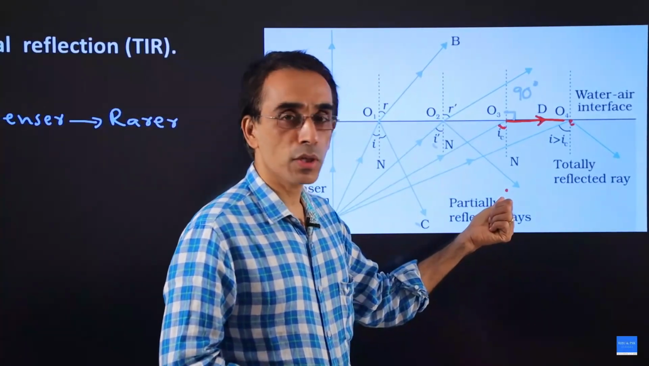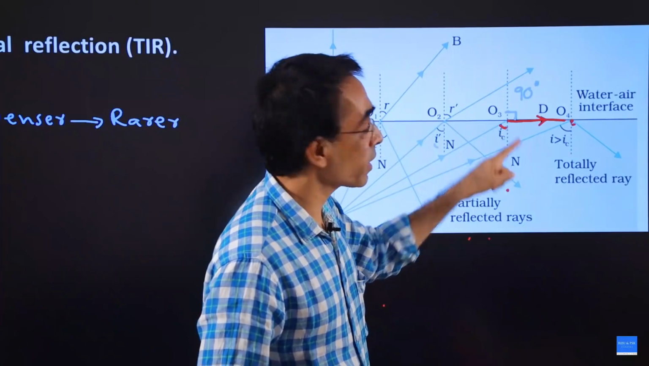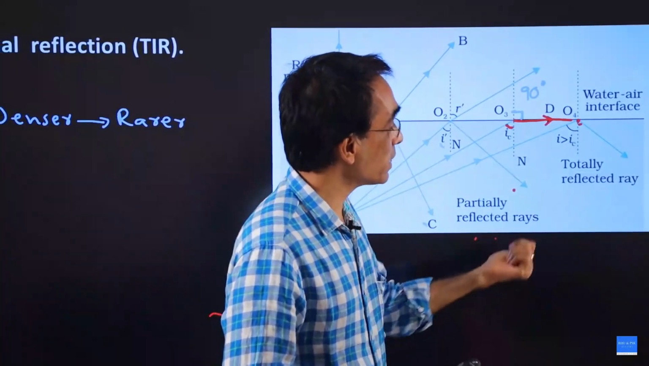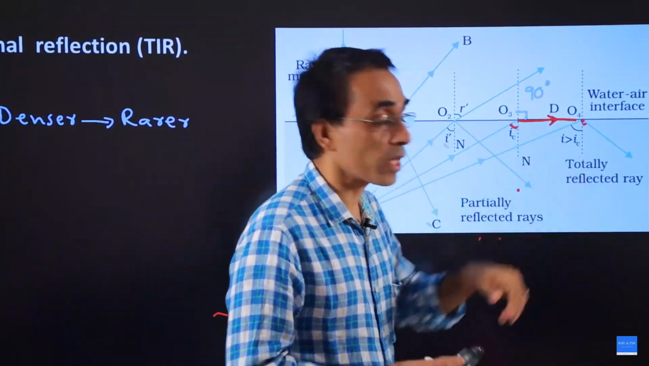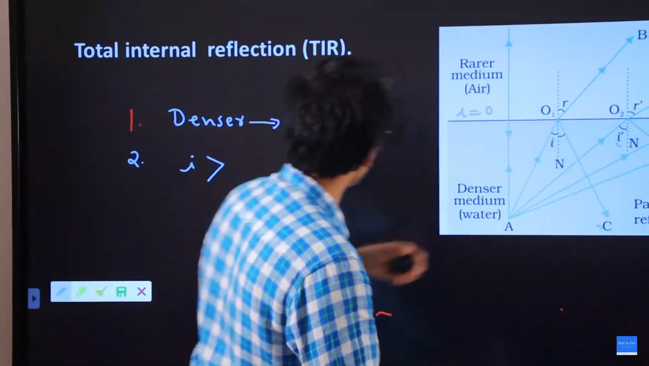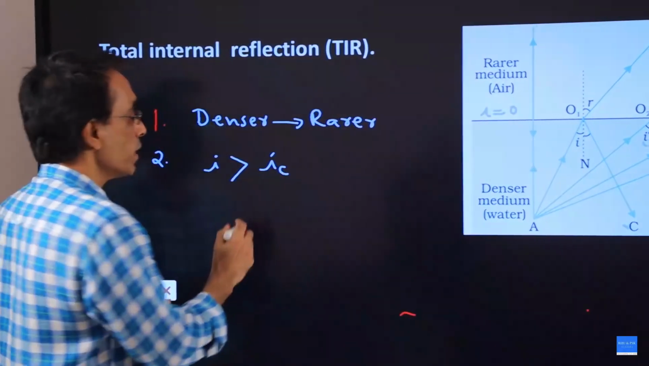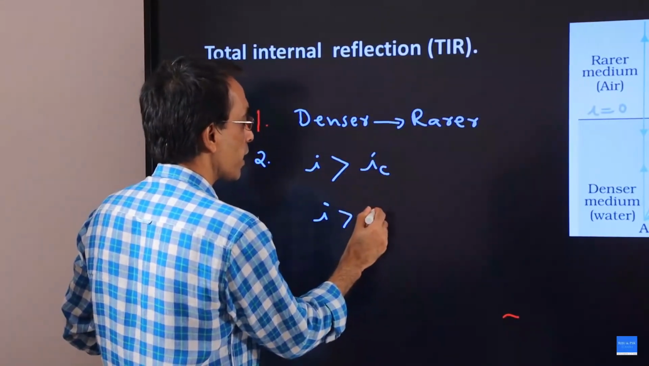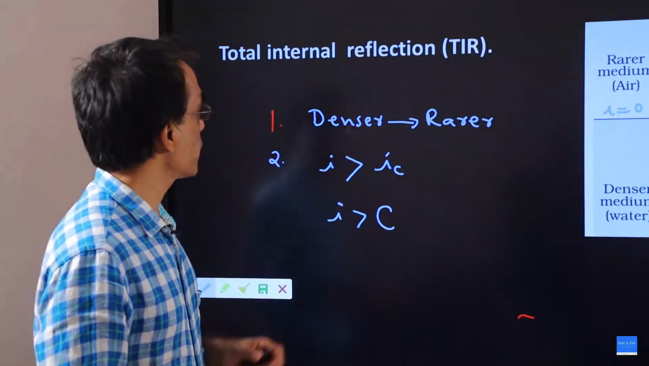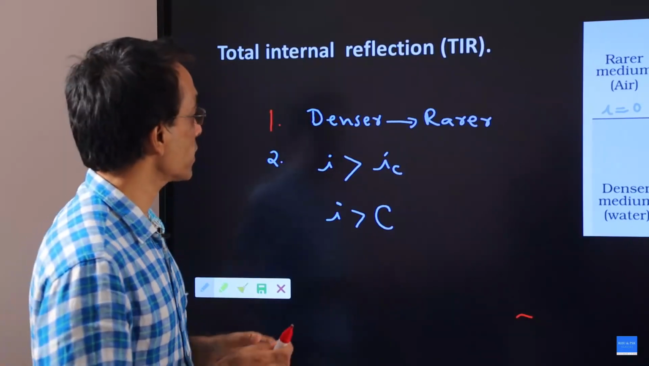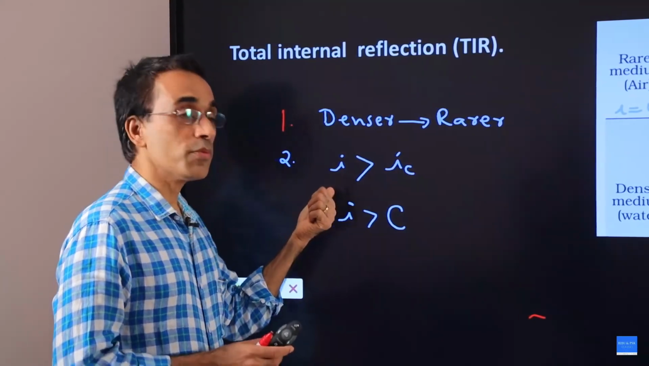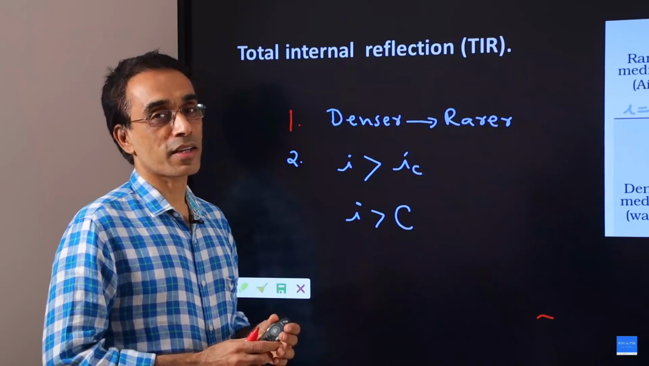Is there a total internal reflection? No. Is there a total internal reflection in the third case? No, because there is an interface, it's grazing the interface. But when is there total internal reflection? That is when angle of incidence is greater than this particular angle called critical angle. In some textbooks they write critical angle as C, just C, but in NCERT they write it as iC, incidence critical. So the two conditions for total internal reflection are these. First one, light should be going from denser medium to the rarer medium. Second one, angle of incidence must be greater than the critical angle.